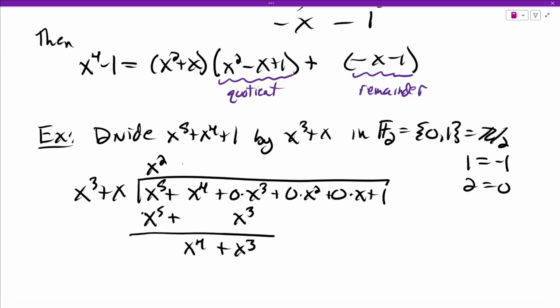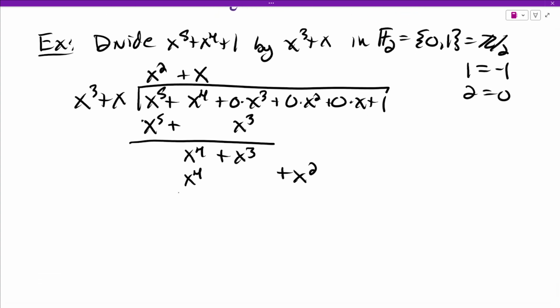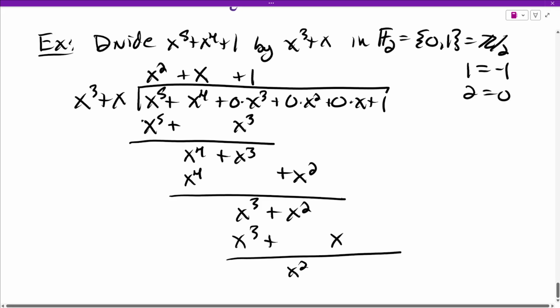And now we divide x cubed into x to the fourth. So x goes in. And then x times x cubed plus x is x to the fourth plus x squared. Again, I should subtract it, but in F2, subtraction and addition are the same, so we just add them. The x to the fourths go away because 2 is 0, and we get x cubed plus x squared. Then x cubed goes into x cubed exactly once. We multiply that 1 through and add, 2 is 0, so we get x squared plus x. Now our power is less than 3, so we bring whatever's left down.